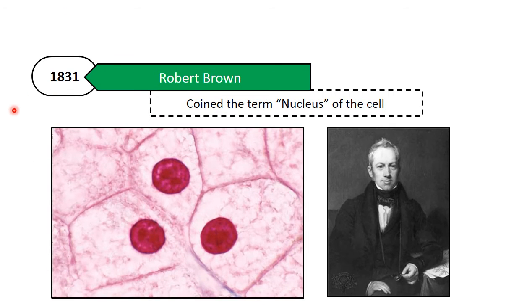Just going to casually mention Robert Brown. Robert Brown didn't add a whole lot to our understanding of cells, but he did coin the term nucleus of the cell. And before that, it wasn't that people weren't saying it, it's just we didn't have one kind of unified word to describe what this structure was. Before that, some people referred to it as the nut or the kernel of the cell.